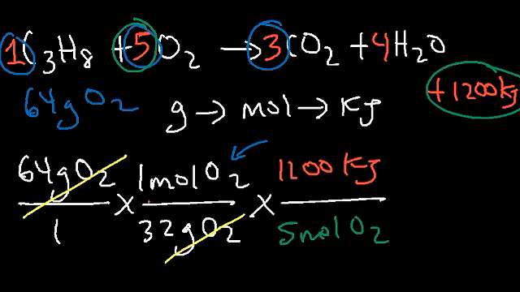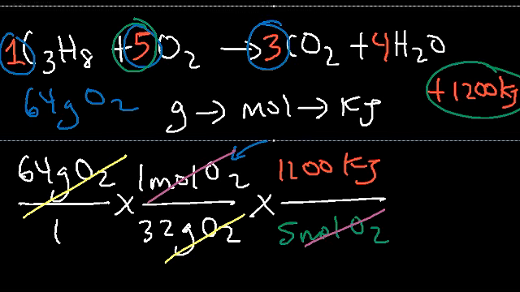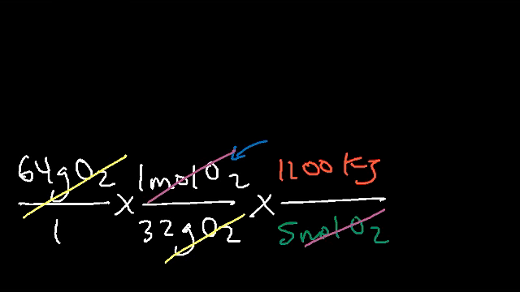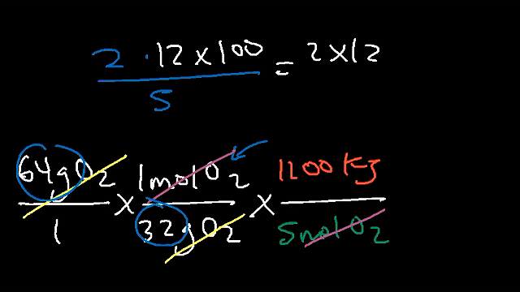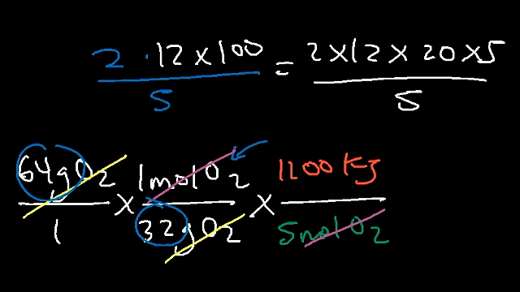And so we can eliminate moles of O2. So now we can do the math. Let's see if we can do this without a calculator. So 64 divided by 32 is 2. And so we have 2 times 1200 and a 5 on the bottom. So 1200 is basically 12 times 100. And 100 is 20 times 5. So we can cancel the 5s.